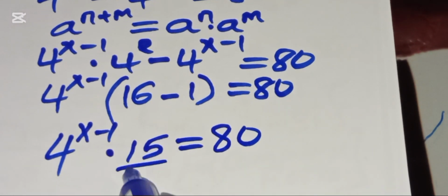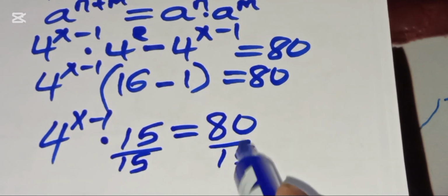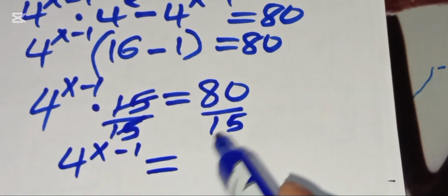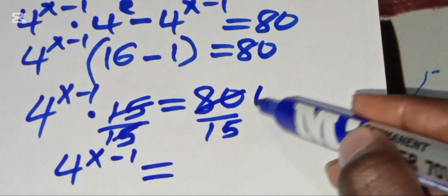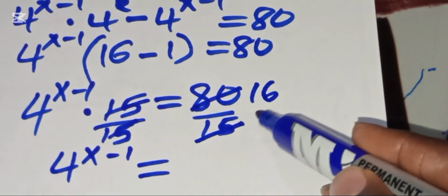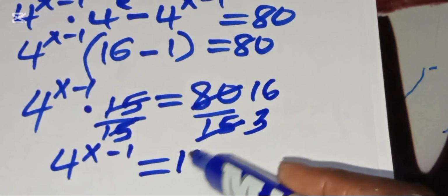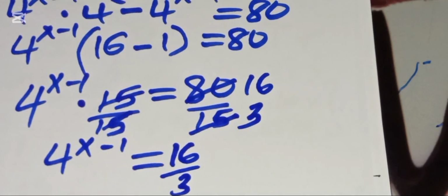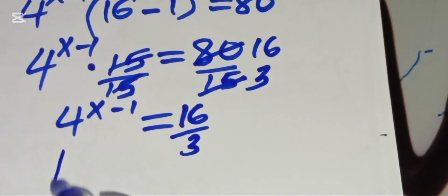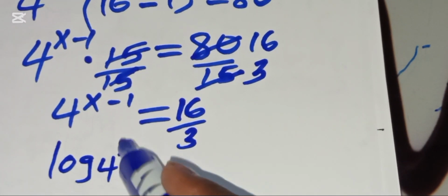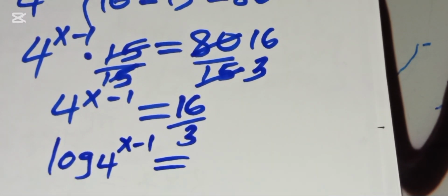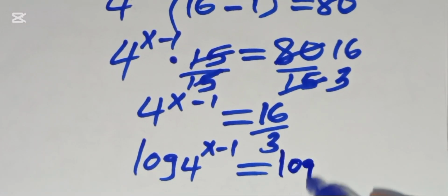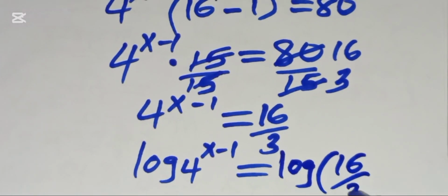So we divide both sides by 15, so that we'll have 4 raised to the power x minus 1 equal to, let's simplify by 5, 16 by 5 here, this is 3. So this is 16 divided by 3. Now for the value of x, we introduce the natural logarithm, such that we have log 4 raised to the power x minus 1 equal to log of 16 divided by 3.